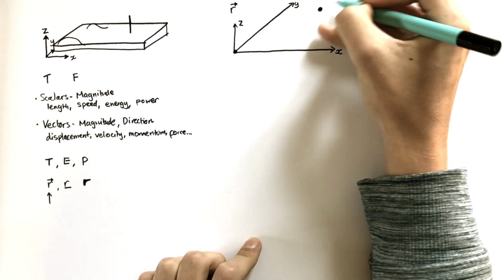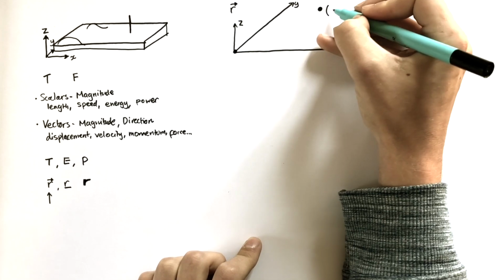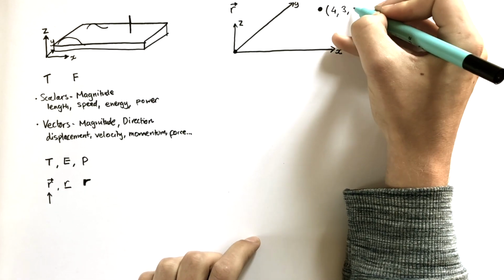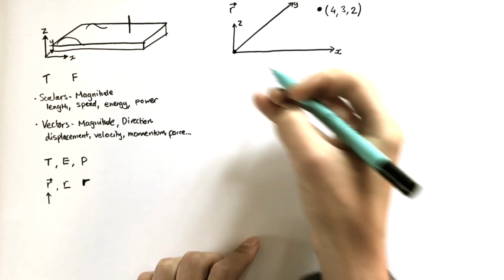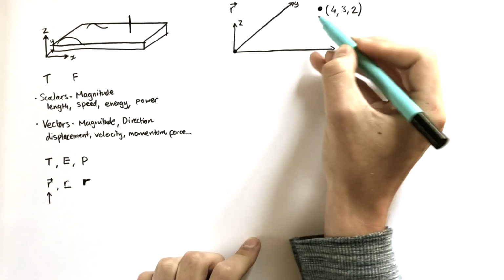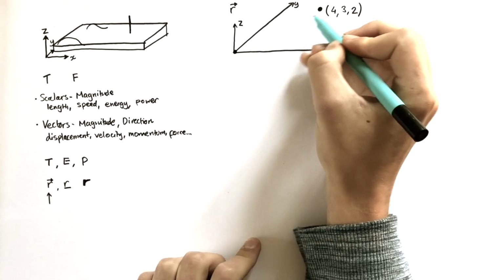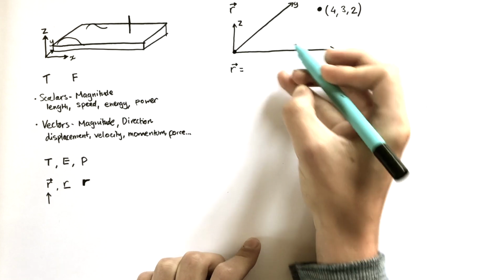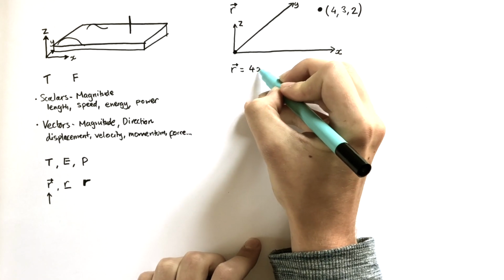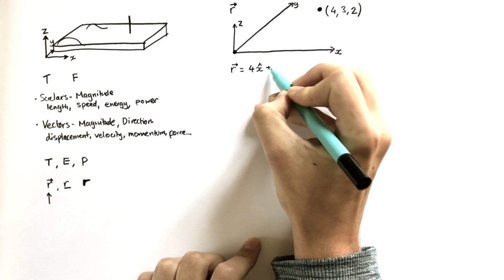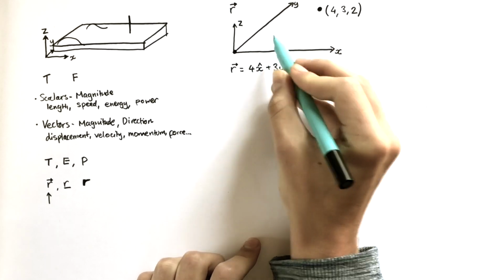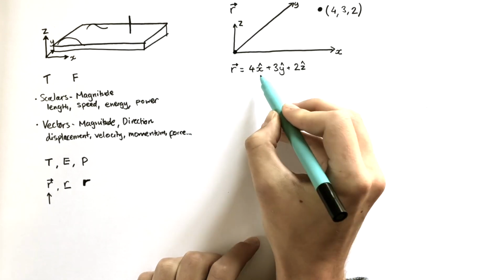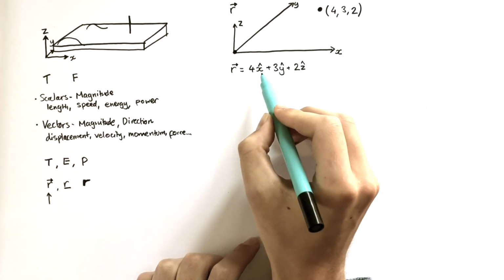So say this point up here has an x coordinate of 4, a y coordinate of 3, and a z coordinate of 2. Then it has a position vector associated with it at that point, r, and that equals 4 in the x hat direction plus 3 in the y hat direction and 2 in the z hat direction.